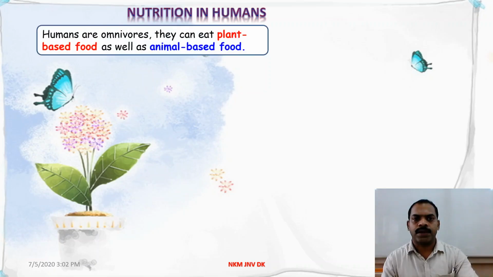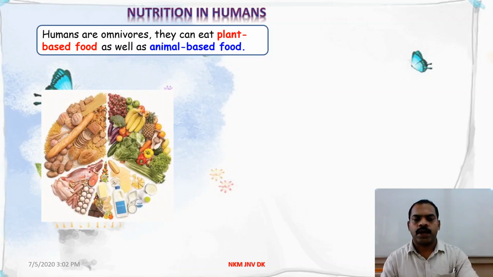The most important area. The most interesting thing about human nutrition is that we are omnivores, which means we can eat plant-based as well as animal-based food. Both types of food we take, and our food habit is diverse. A variety of vegetables, fruits, carbohydrate sources, fat and protein sources we are taking in.